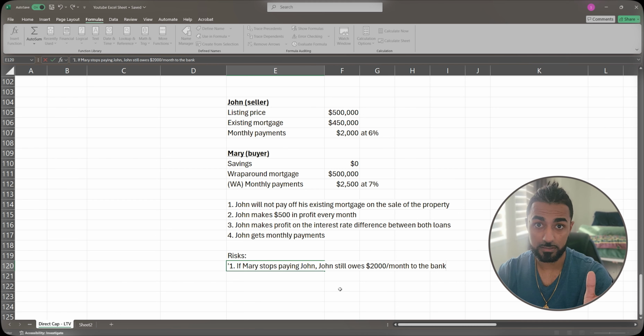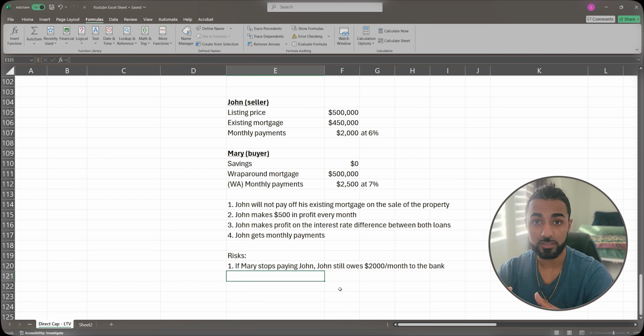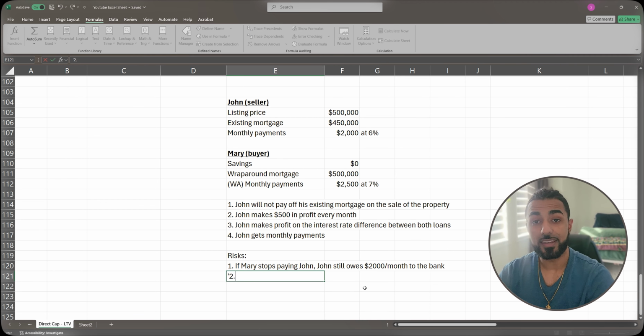To whoever their lender is. So it doesn't matter if Mary is going to pay John that money every month. John does take the risk of Mary defaulting. So that is a possibility. Okay, now risk number two.